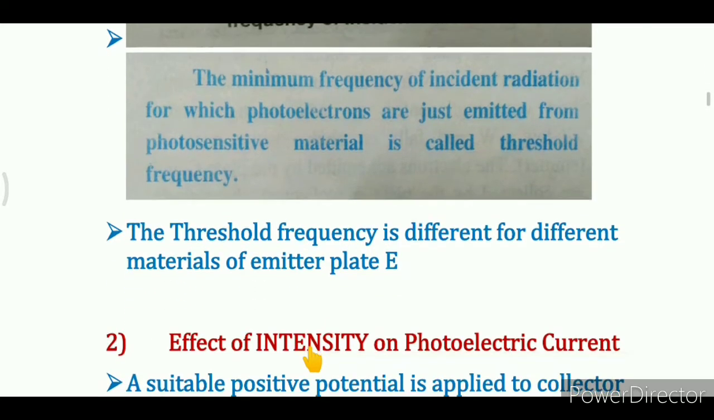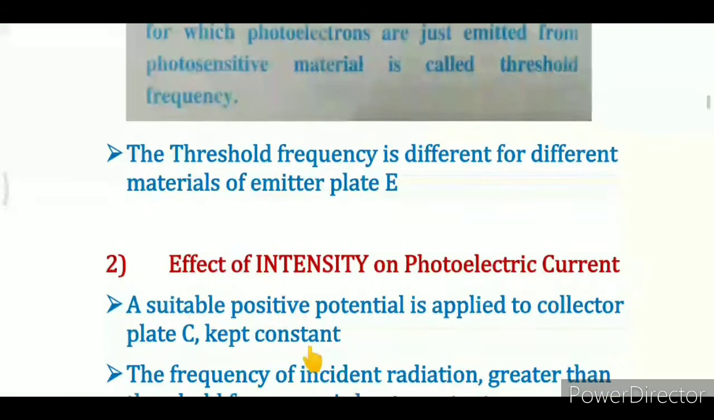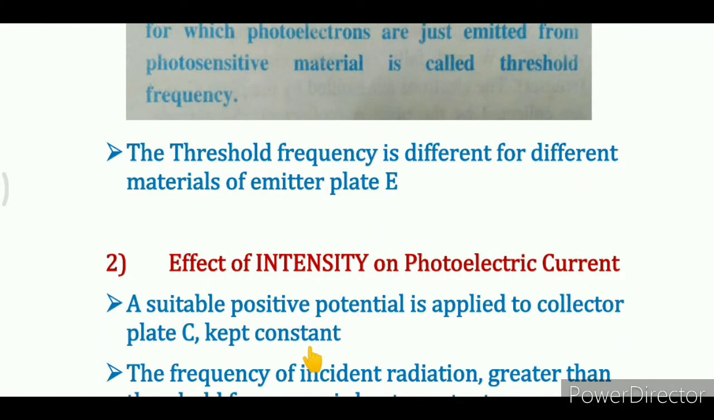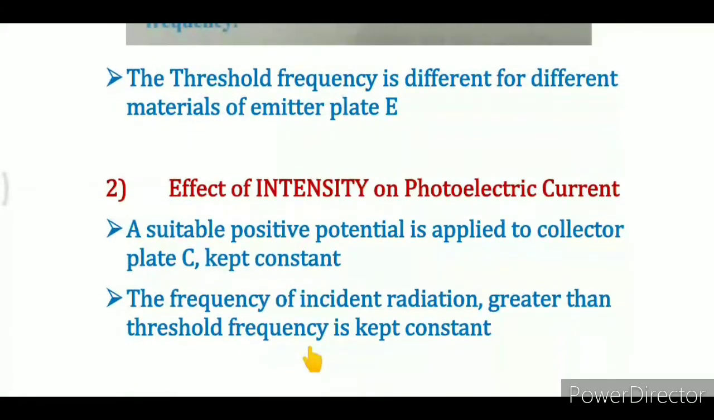After that we had seen the effect of intensity on the photoelectric current. Here we know that to have the photoelectric effect, the incident radiation should have a frequency equal to or greater than the threshold frequency. Then only can we observe this effect. So in this effect of intensity, we keep the positive potential applied to the collector plate C constant, and the frequency of incident radiation, greater than the threshold frequency, also constant.